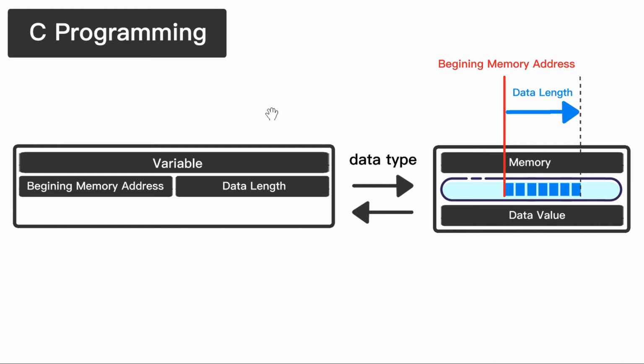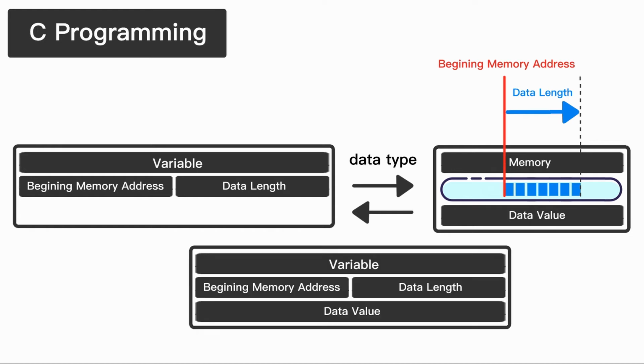In the future, when we access this variable and want to see its value, the actual path is to go down to the memory, look up the memory spaces, and then check the data values stored under the memory spaces. However, the whole process is kind of too complicated. So in order to simplify it, I would recommend that we just think of a variable as having these three things: beginning memory address, data length, as well as data value. This can simplify our thinking process in the future.